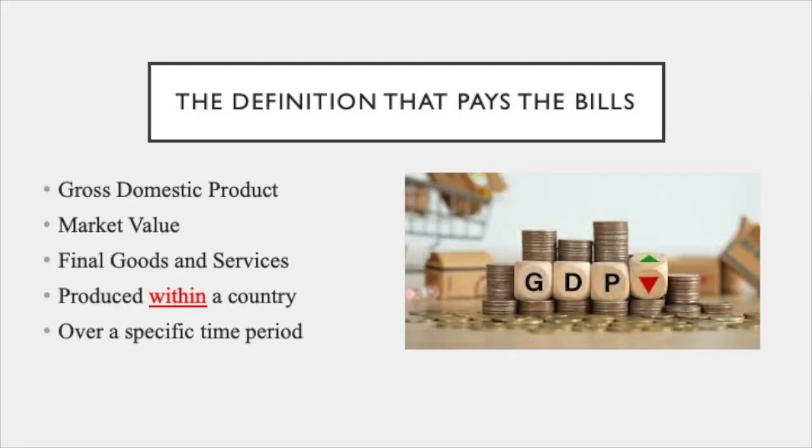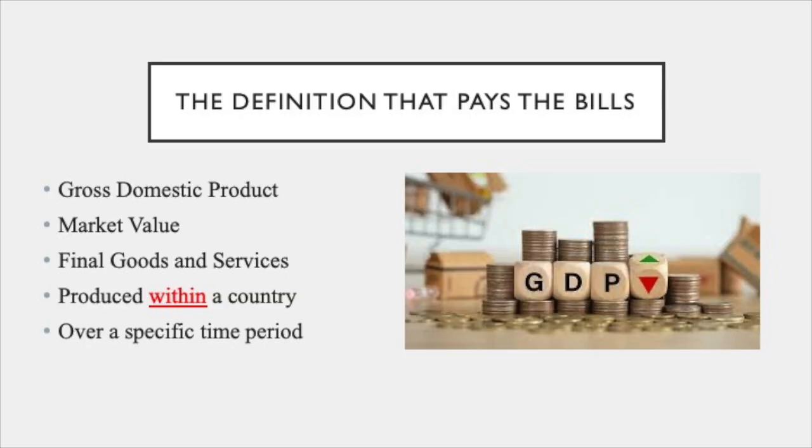Let's break down GDP, the term that really pays the bills in national income accounting. Gross domestic product is the total market value of all final goods and services produced within a country during a specific period. Now, I want you to really understand final versus intermediate goods, because this trips a lot of people up. Final goods are products that are sold to the end customer, like a new car or a loaf of bread you buy at the store.